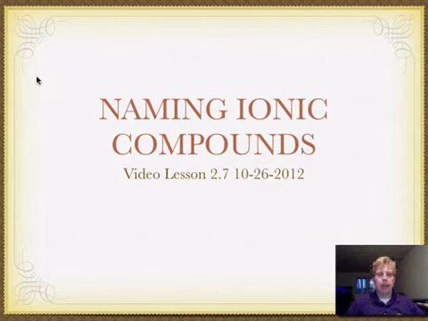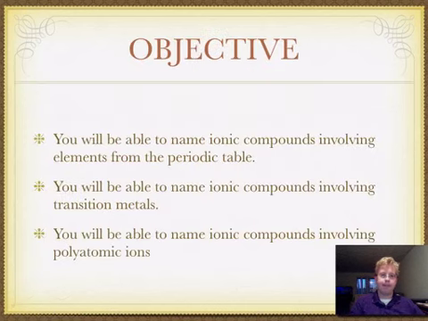Tonight's video lesson is on naming ionic compounds. This is video lesson 2.7 as part of our forensic science unit, and you are to watch this video for class on Monday. My objective for you tonight is that you'll be able to name ionic compounds involving elements from the periodic table, ionic compounds involving transition metals, and ionic compounds involving polyatomic ions.